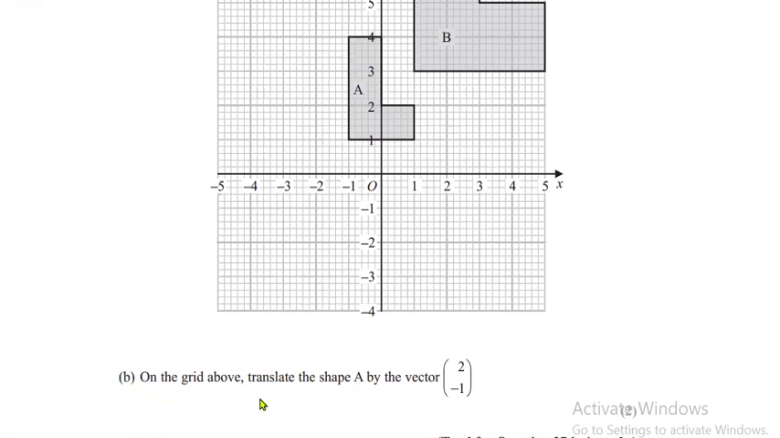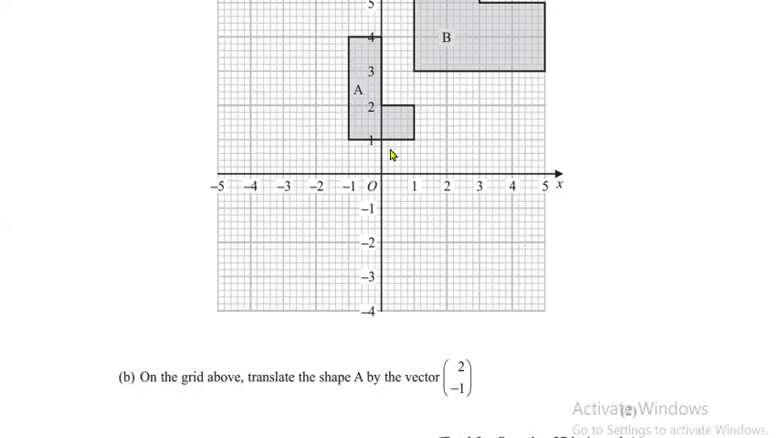So on the grid above, translate the shape A by the vector (2, -1). So this is a vector of translation, and we need to translate shape A, and we understand that translation means movement. So this means we have to move shape A by the vector of translation, which is (2, -1).